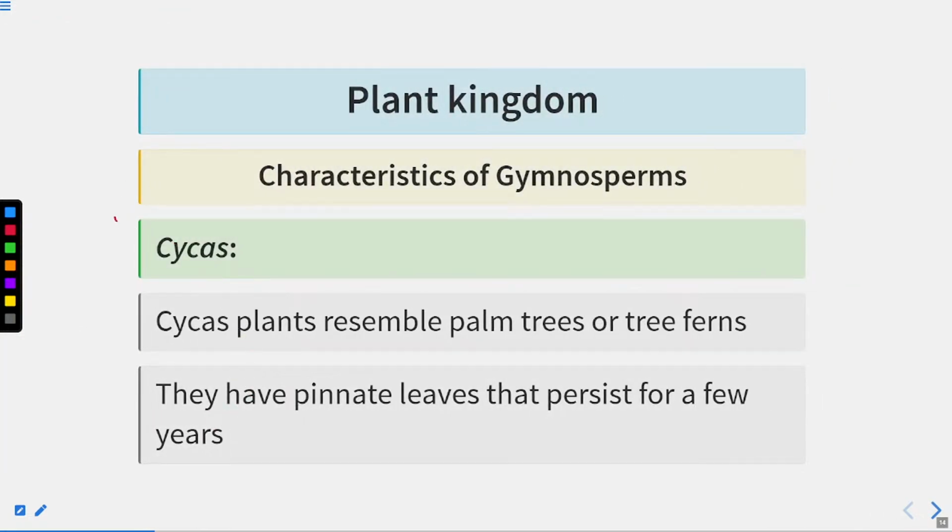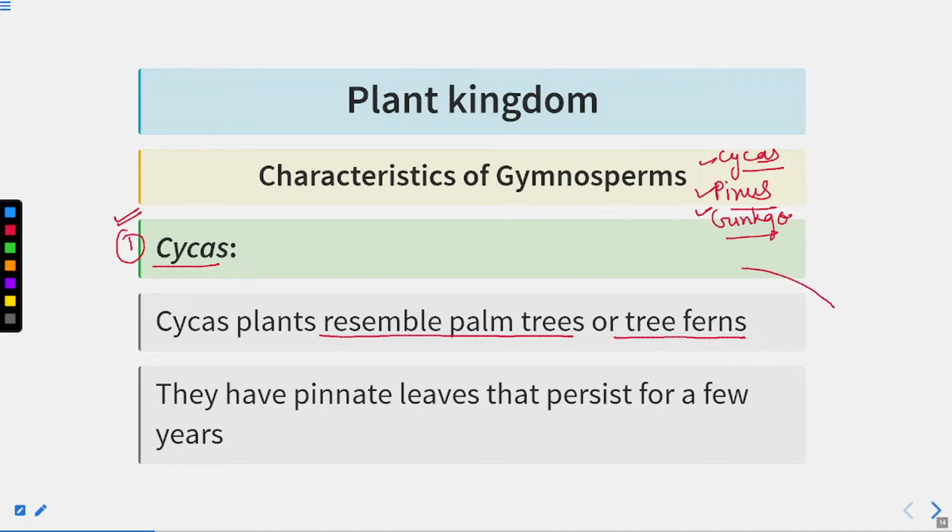Okay, so let us discuss one by one the three main examples of the gymnosperm, that is Cycas, Pinus and Ginkgo. We are going to discuss these three different individuals of the gymnosperm. The first one is the Cycas. So the Cycas plant resembles a palm tree or tree ferns, right?